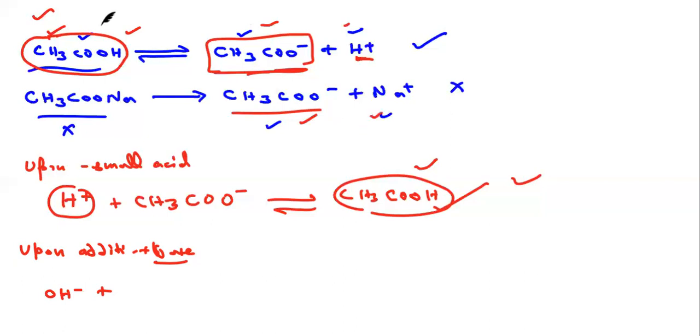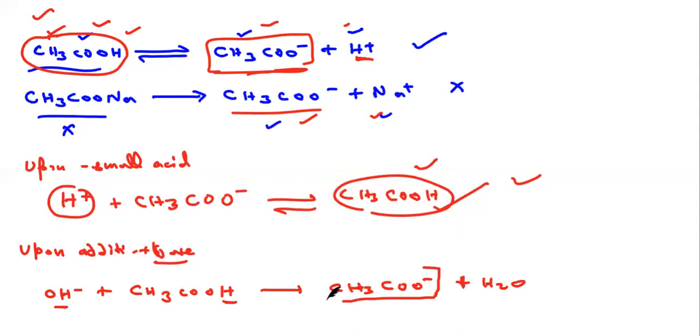So see, we also have CH3COOH. This OH minus ion is combining with CH3COOH. So what will you get? You will get CH3COO minus and H plus from there, and OH minus is from there. So it is forming H2O. H2O is neutral, and you are getting CH3COO minus.